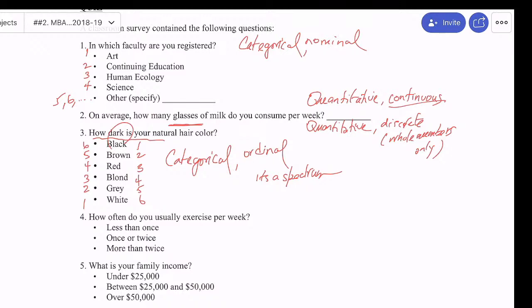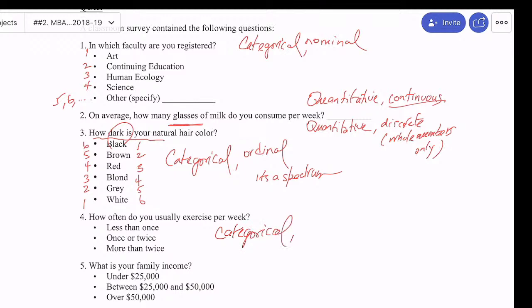So how often do you usually exercise per week? And you're given 3 categories, right? Because here, less than once has different amounts of time, possible and less than once. Once or twice has 2 numbers in it. More than twice has several numbers in it. So this is not quantitative. I'm combining quantitative values, numbers, all into one category. So this is categorical for sure.